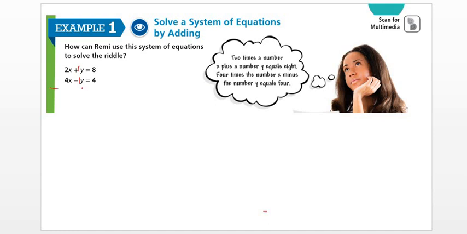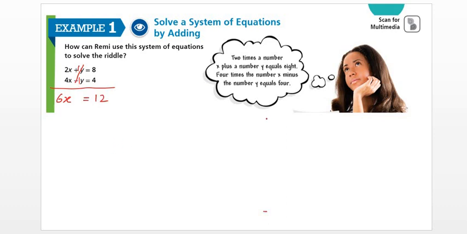Now how can I eliminate or get rid of this y? If I start adding these equations downward. Now look at this, 2x plus 4x will give me 6x. And here positive 1 and negative 1, so their answer will be 0. That means they will cancel each other. And here 8 plus 4 will be 12. That means I have added both the equations because the coefficients of y already had different signs.